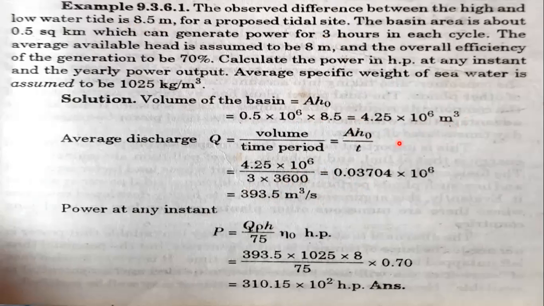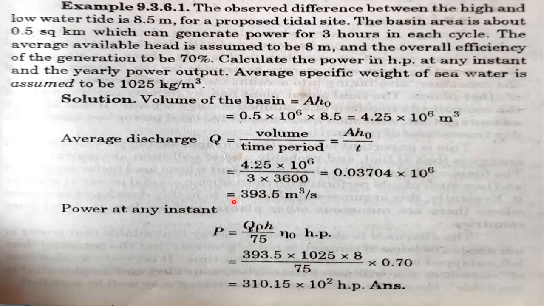So 4.25 into 10 power 6 divided by time. We will get 0.03704 into 10 power 6. So finally we can write 393.5 meters cube per second. This is the value of Q obtained from this.